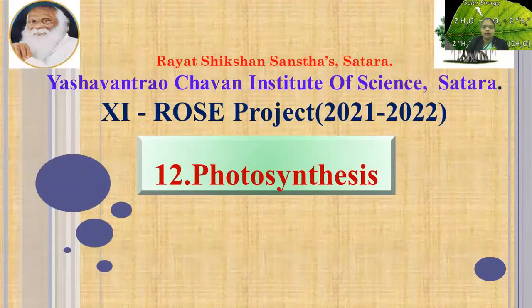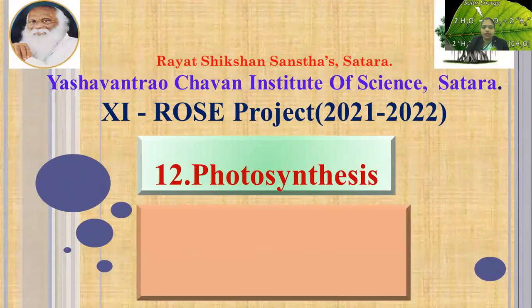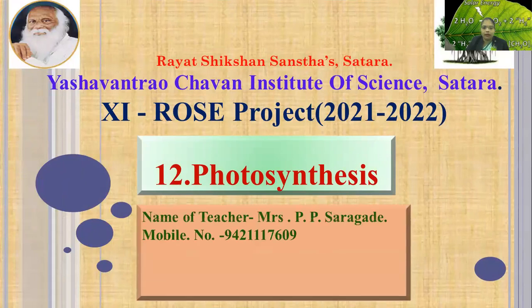Hello students, I am P Sargade teaching biology. Today we study the 11th class chapter number 12, photosynthesis, from the unit plant physiology. This chapter carries marks with option 7, and is also important in CET and NEET examinations. This chapter is very important.